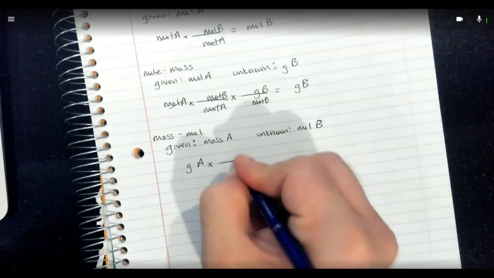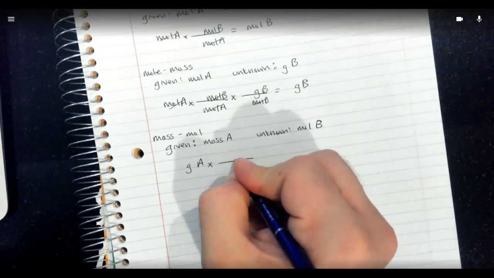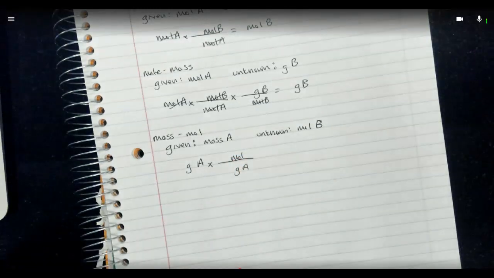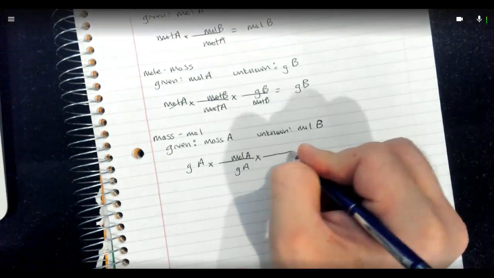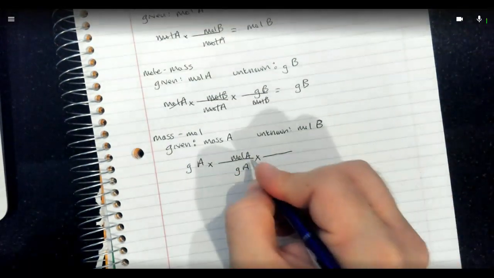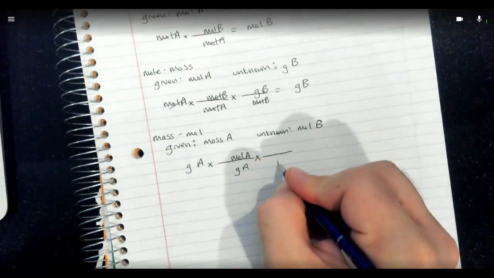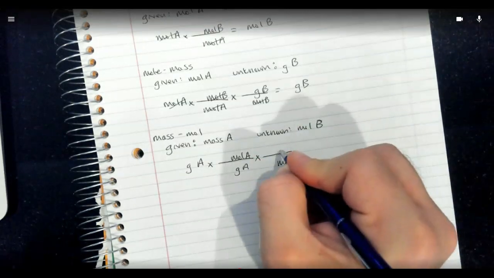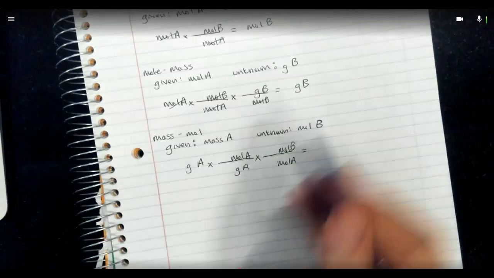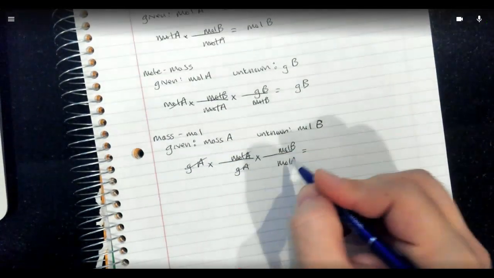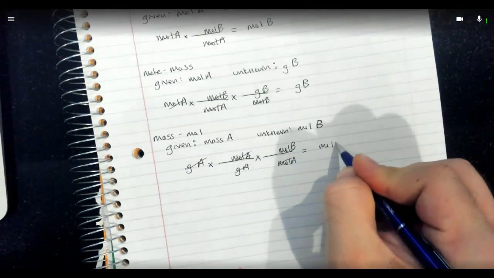Now we want to get to the mole of substance A because remember, mole is a universal converter. It allows us to go to a different substance within a balanced chemical equation. So mole A drops down, and then we have mole B. Check your units, make sure they cancel out. They do. We're left with mole B.